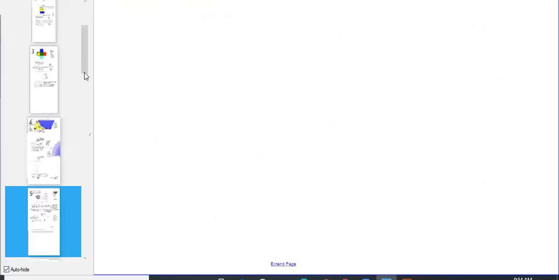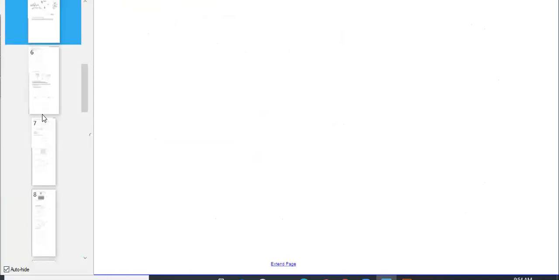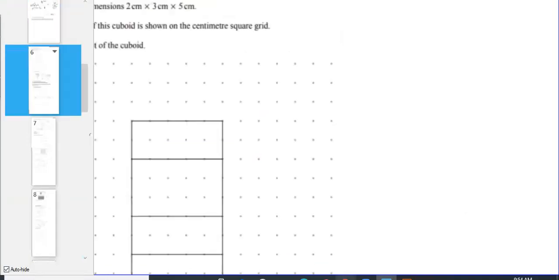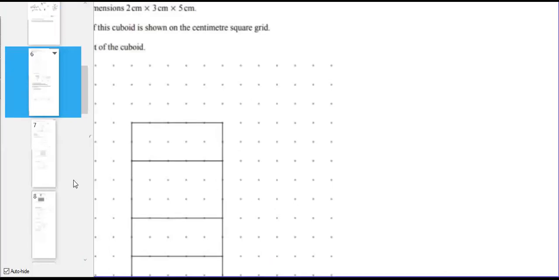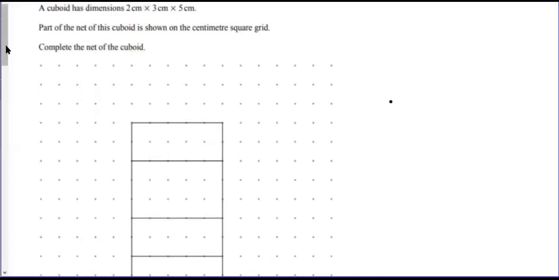The next part will be this part here. This question is saying that you are given a cuboid. A cuboid has dimensions 2 centimeters by 3 centimeters by 5 centimeters. Part of the net of this cuboid is shown on the centimeter square grid. Complete the net of the cuboid.